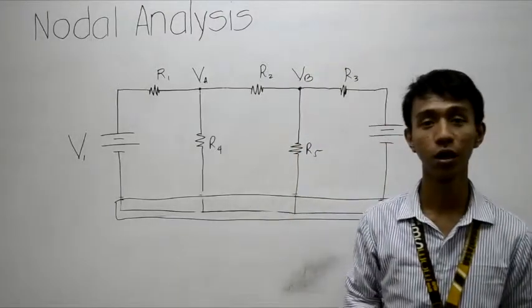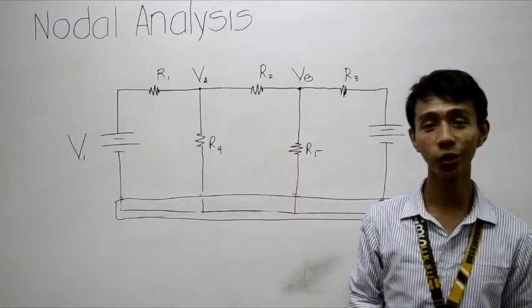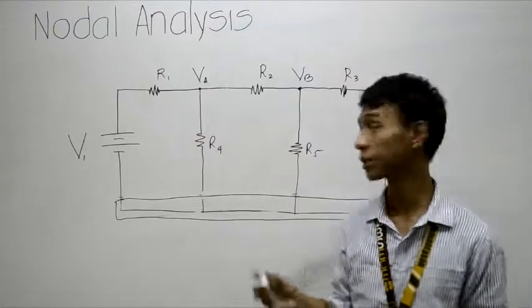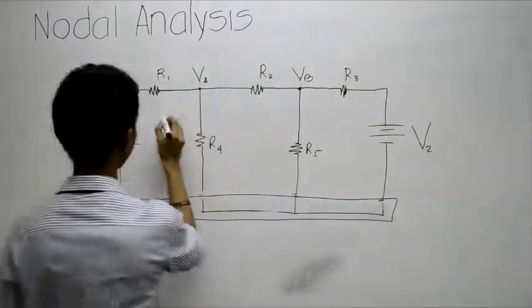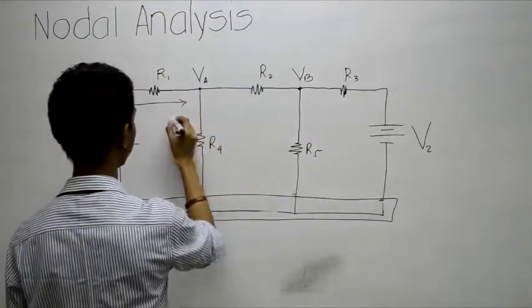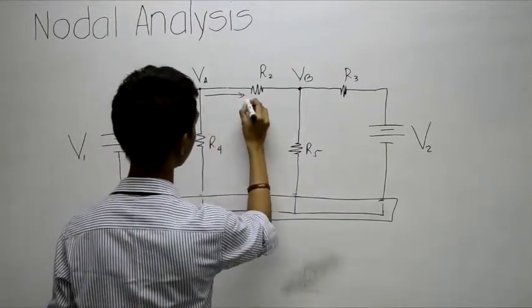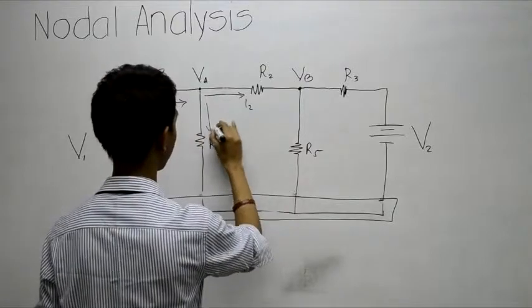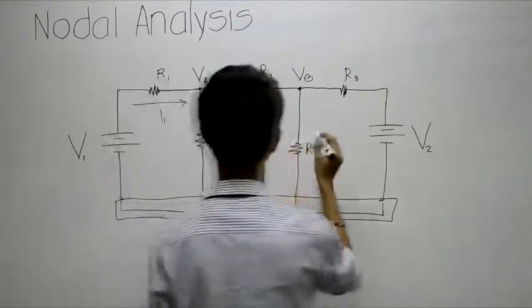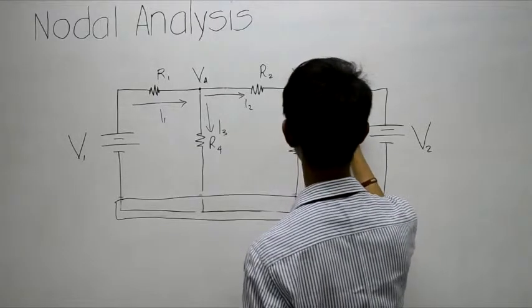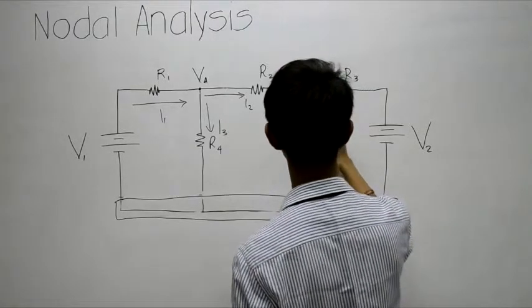Step 2, label the unknown and known currents flowing in your circuit. So, let's say it is current I1, current I2, current I3, current I4, and current I5.